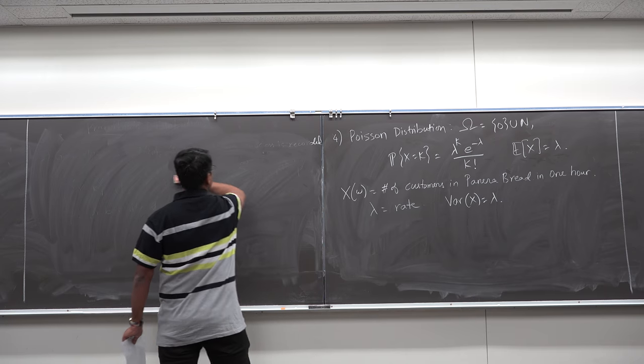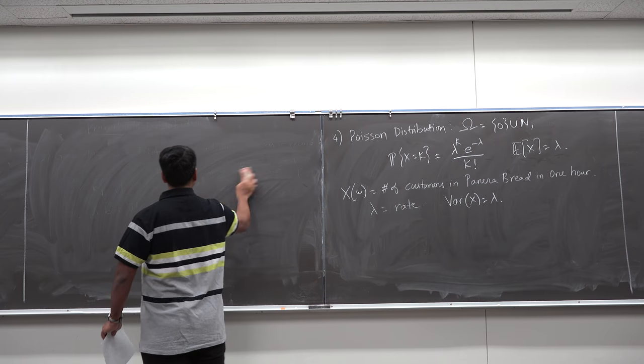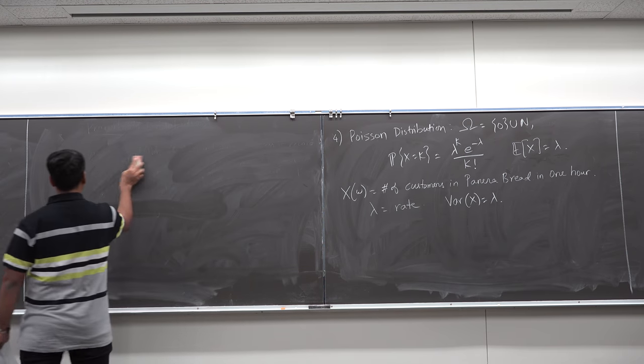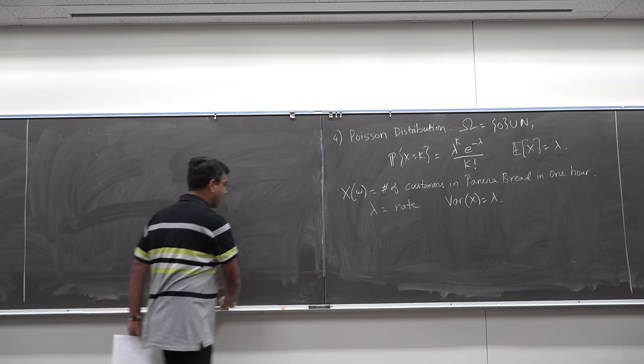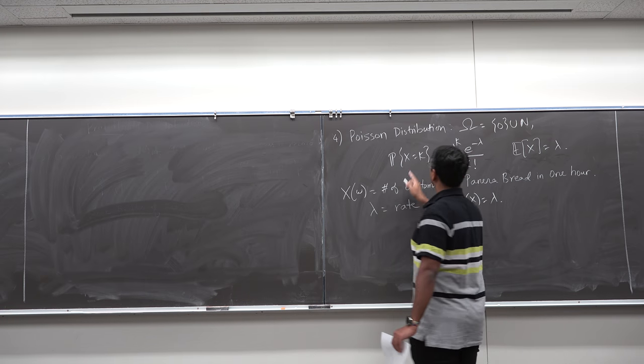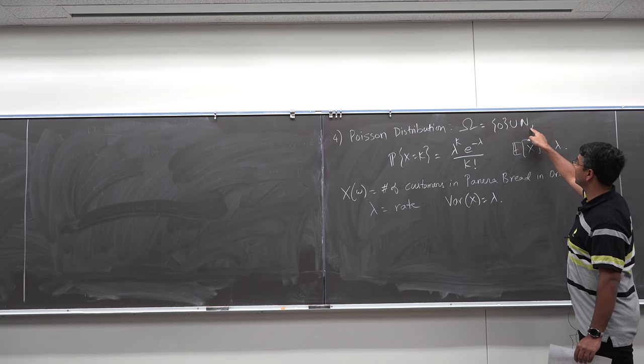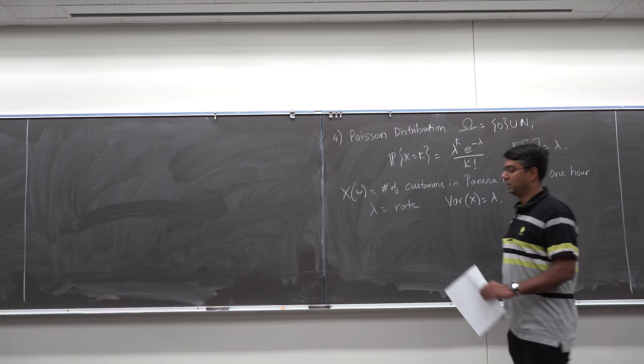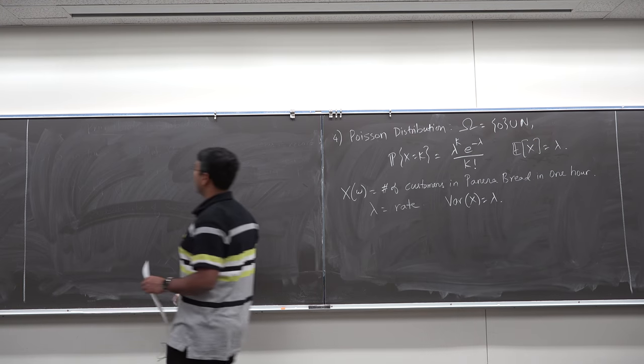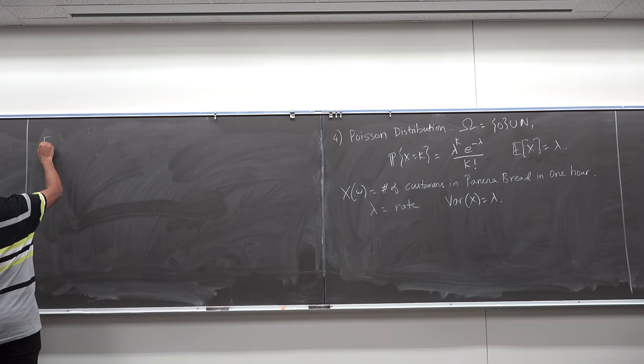So these are all the discrete distributions that I wanted to talk about. By discrete distributions, what I mean is that omega takes only discrete values. So it's 0, 1, 2, 3, 4, 5, 6, and so on. Now I want to talk about continuous value distributions.